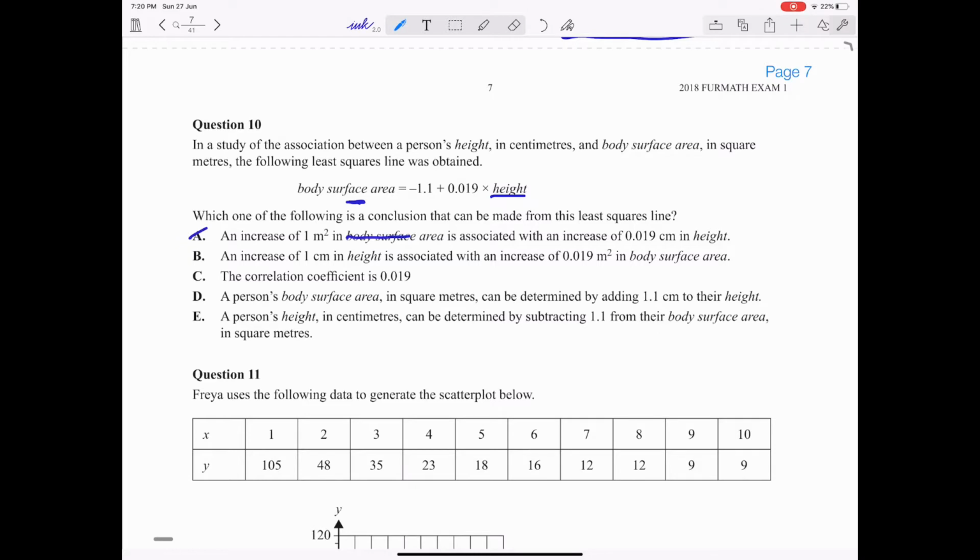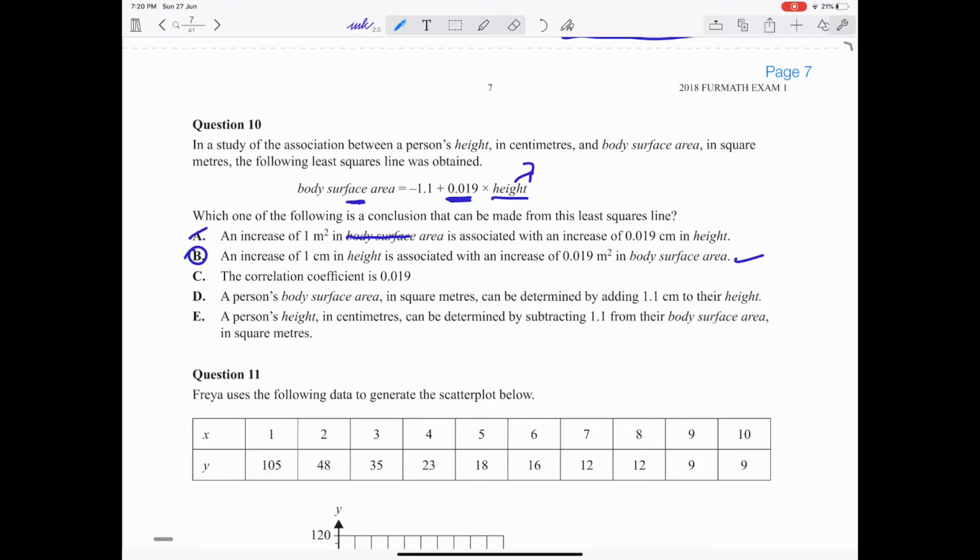B, an increase of 1 centimeter of the height is associated with a 0.019 increase in the body surface area. So that's a correct statement because it's a correct interpretation of the slope. We know that every time we increase the height by 1, the body surface area will increase by the value of the slope, which is 0.019 meters squared in this case. So therefore B is the correct answer.